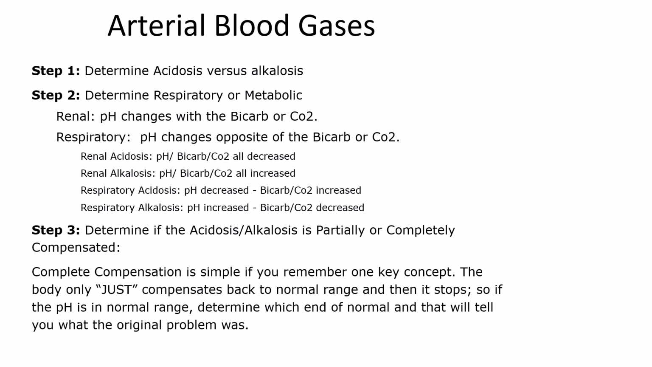So now the tricky part is determining if the condition is compensated and if the compensation is partial or complete. That can actually be a matter of opinion, especially when it comes to determining partial or complete compensation. But no matter what, the key is to remember that once you get to the pH range, whatever organ system is compensating will immediately stop compensating. The compensating organ doesn't bring you back into the middle of a pH range. It brings you just inside the upper or lower limit, and then it's like, hey, you're in the right pH range. My job is done here.